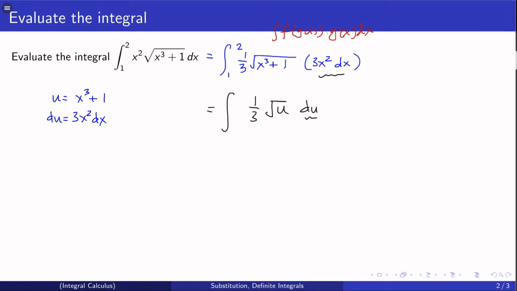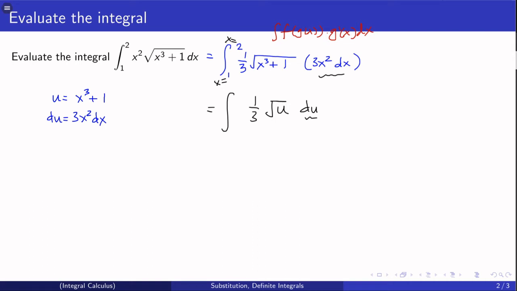Right, and so now the question is, what do we do with the bounds? Do we keep them at 1 and 2, or do we change them to something else? If you think about it, we're changing the variables here. We're not integrating with respect to x anymore, but with respect to u, which is a function of x. It's x cubed plus 1. So remember, this 1 and 2 here corresponds to x equals 1 and x equals 2. So it stands to reason that we wouldn't use 1 and 2 anymore in this new integral that we have.